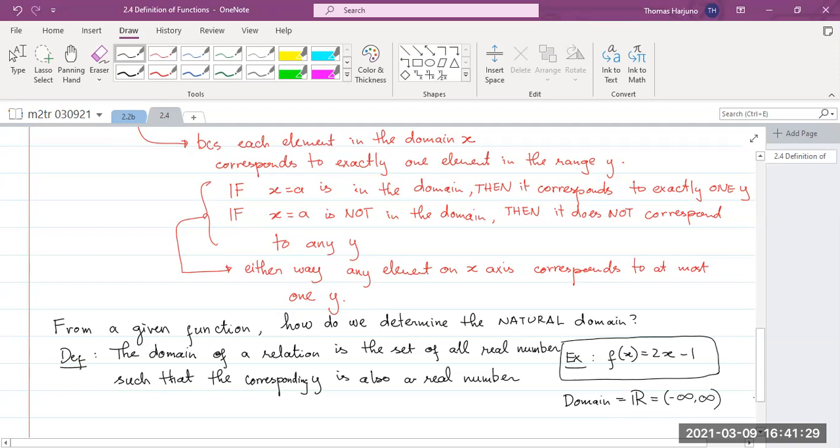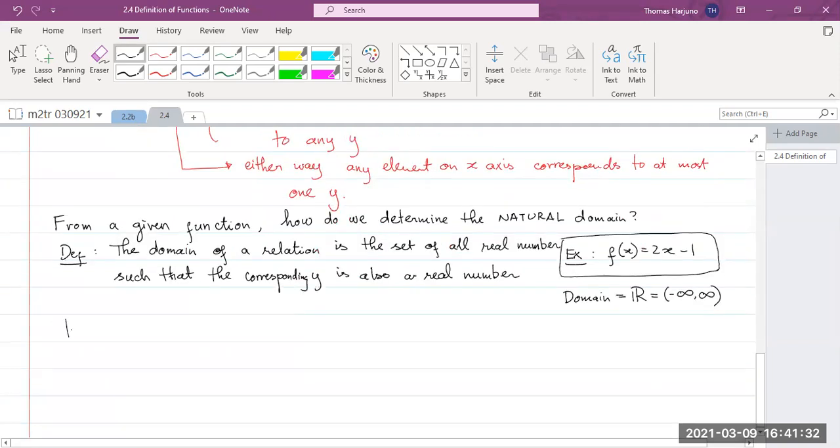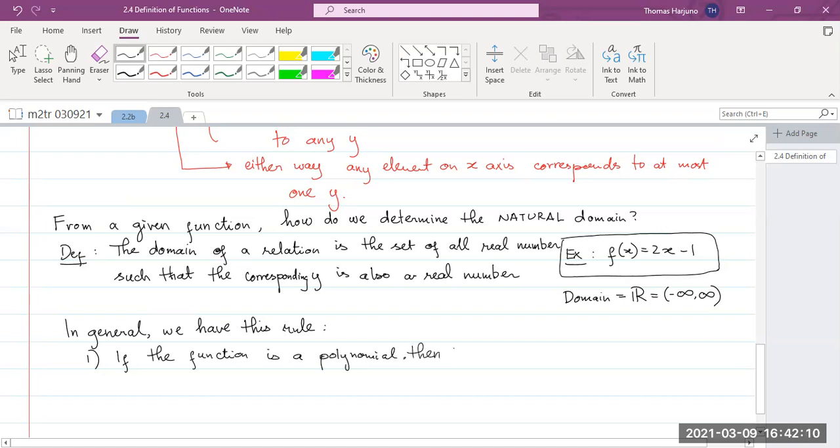Okay, in general, at this point, we have this rule, or maybe you call that a rule of thumb. First, if the function is a polynomial, then the domain is all real numbers.